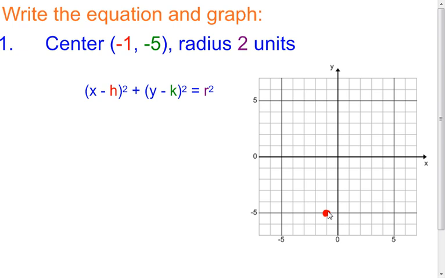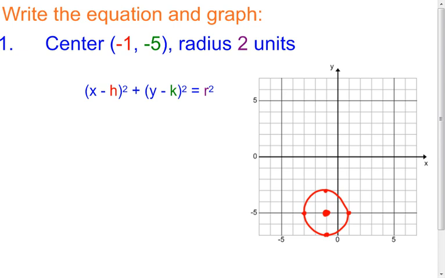So the easiest thing to do is to go 2 units to the right, 2 units up, 2 units to the left, and 2 units down. And that sort of gives you a way to connect your circles. I'm usually not very good at making a very good circle when I do that, but that's what your circle should look like and where it should be placed on your graph.